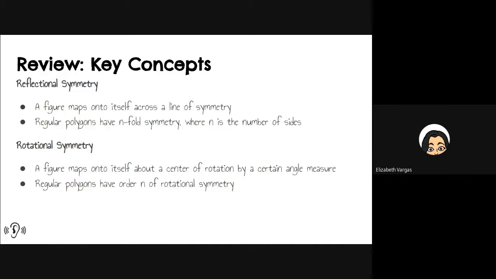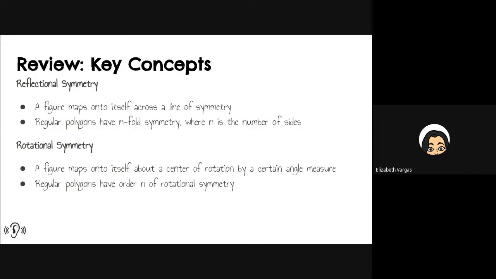We learned about reflectional symmetry and rotational symmetry. Reflectional symmetry is basically the lines of symmetry that we already know. A figure maps onto itself across a line of symmetry. That's the type of symmetry we are familiar with. And then we know regular polygons have n-fold symmetry, where n is the number of sides. So if we have a triangle, which is a regular polygon, a triangle has 3 sides, and so it has 3-fold symmetry.